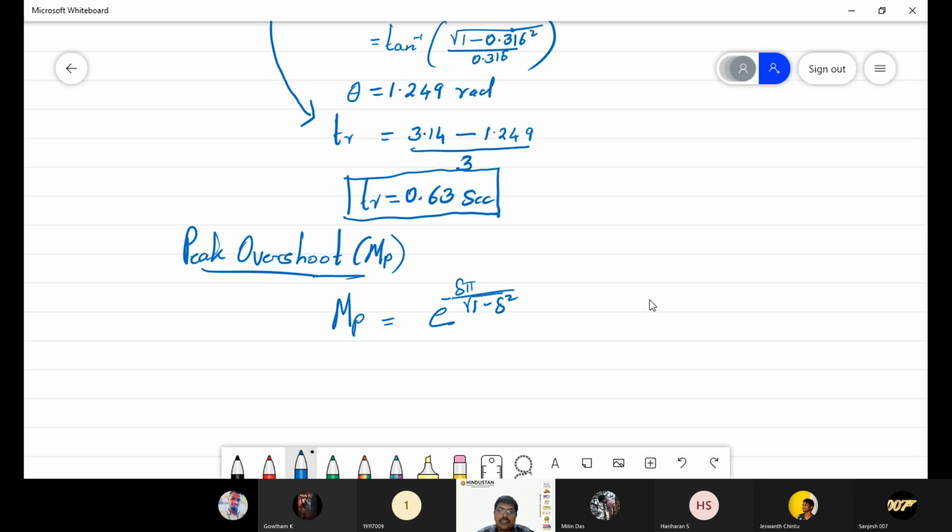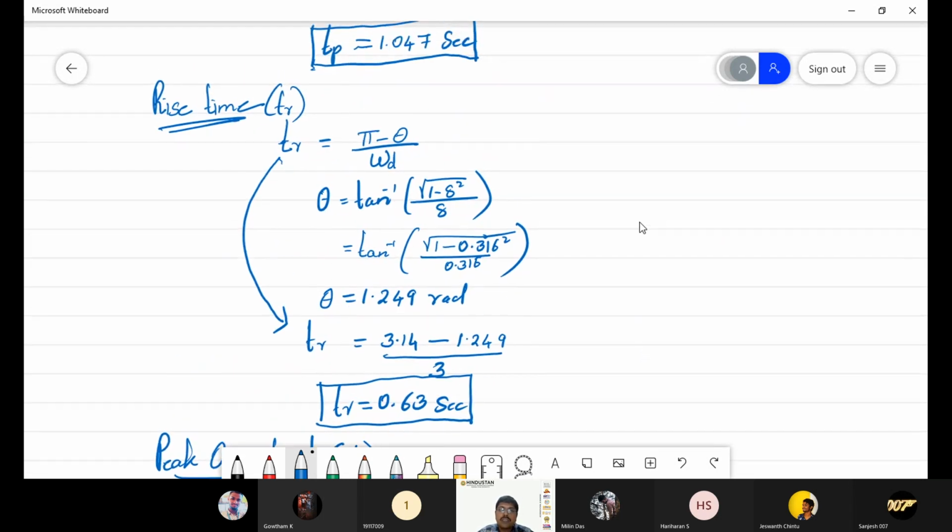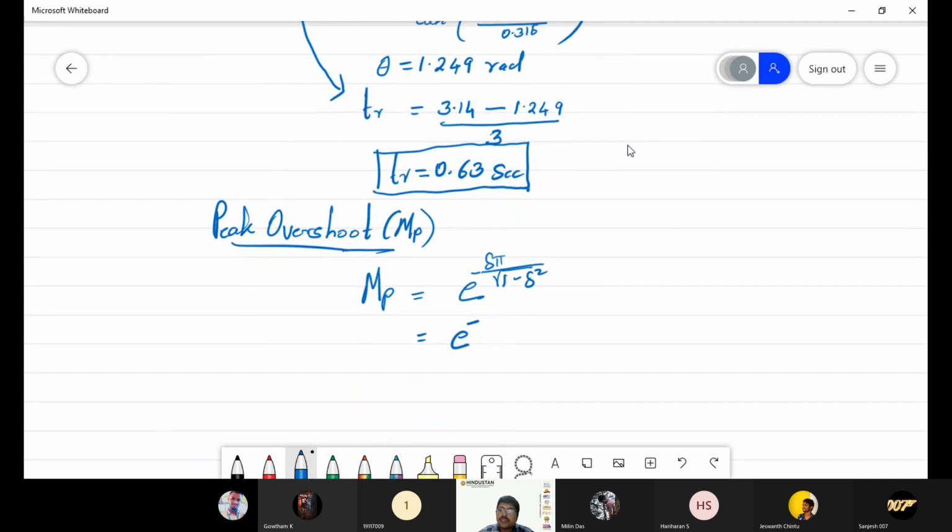So you can substitute directly and you will get the value. That is equal to e power of minus, where is the del value? We got the del value, I think, right? Because we substituted already, that is 0.316. Here also we can substitute minus 0.316 multiplied by 3.14, the whole thing divided by root of 1 minus 0.316 square. So while you are substituting, you will get the value. Please tell me what value you are getting.